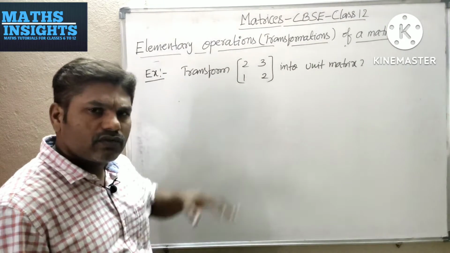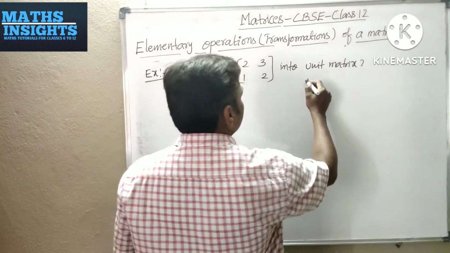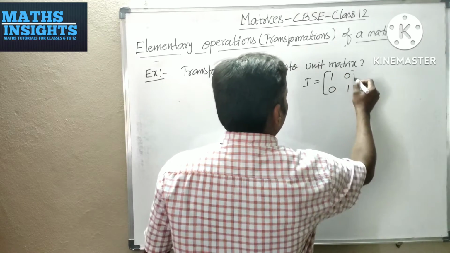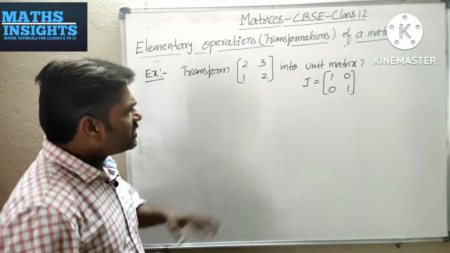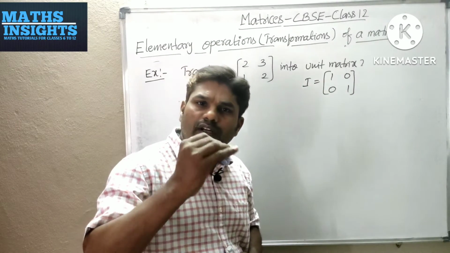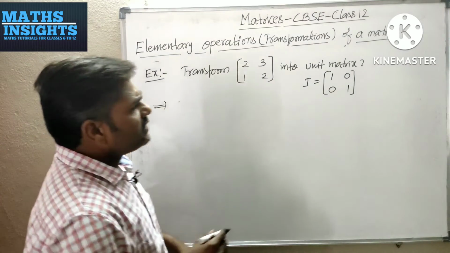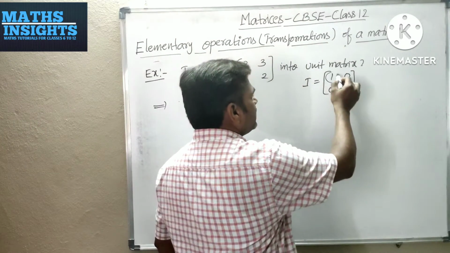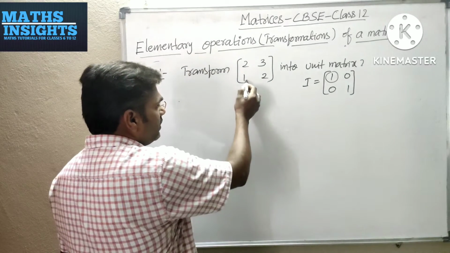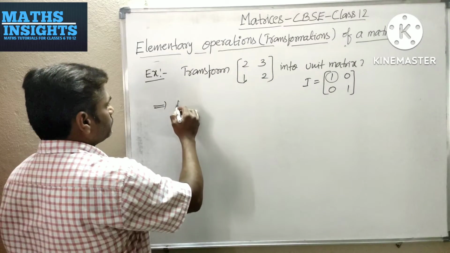This is a 2 by 2 matrix. The 2 by 2 unit matrix means I is equal to 1 0 0 1. So our aim is to transform all these elements like this. We have to use all the transformation rules. See, the first one, in this case I want to get 1 here, but there is no 1, so I will interchange row 2 with row 1.